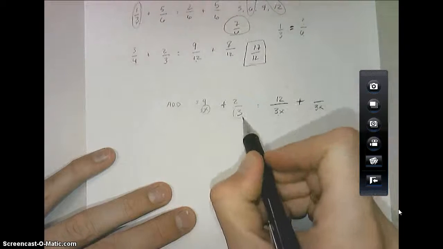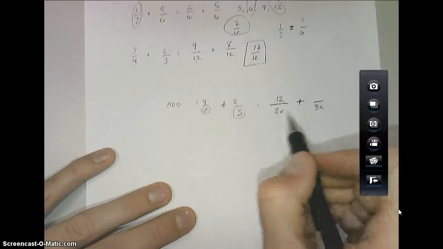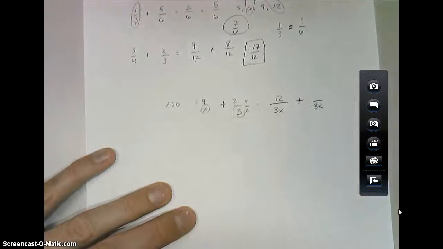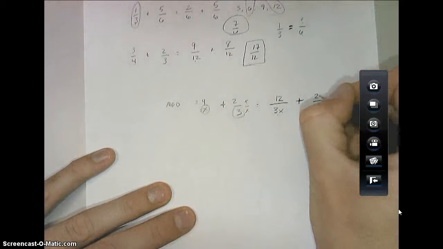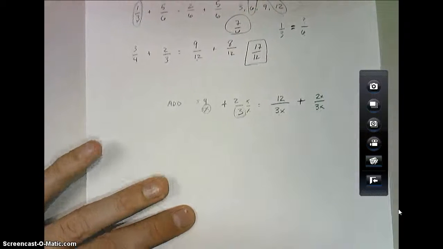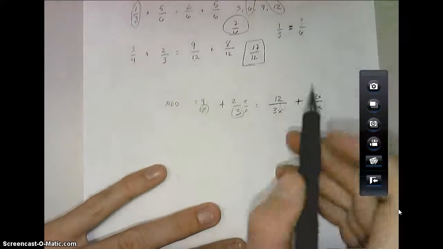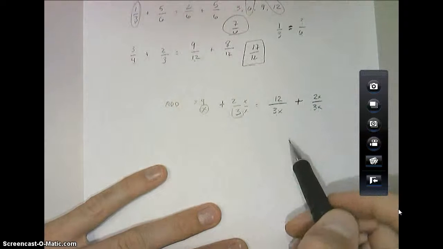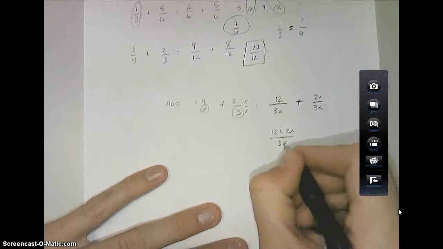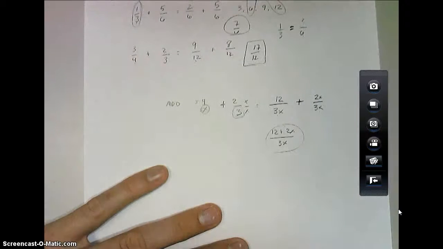What did I have to do to this to get this? I had to multiply 3 times x to get 3x. So I have to multiply the top by x as well. So this becomes 2x. Okay, so now I add the numerators, I keep the denominator the same. If I don't have like terms here, obviously I can't add them together, so I'm just going to leave it 12 plus 2x over 3x. Okay, that's it. Final answer, done, good.